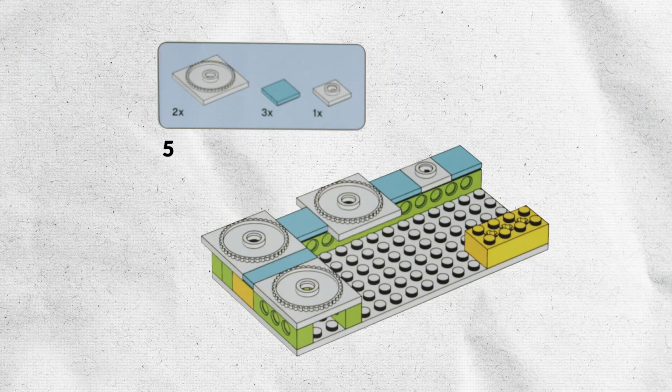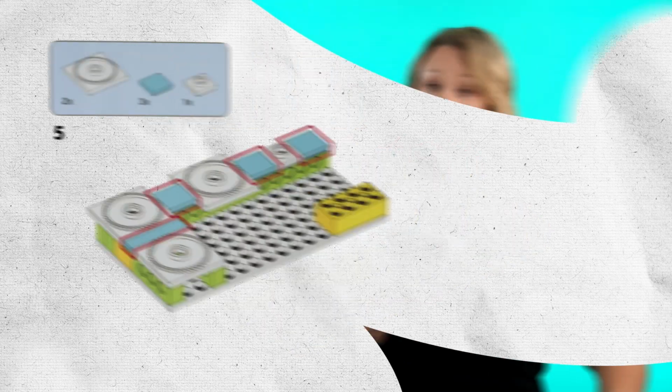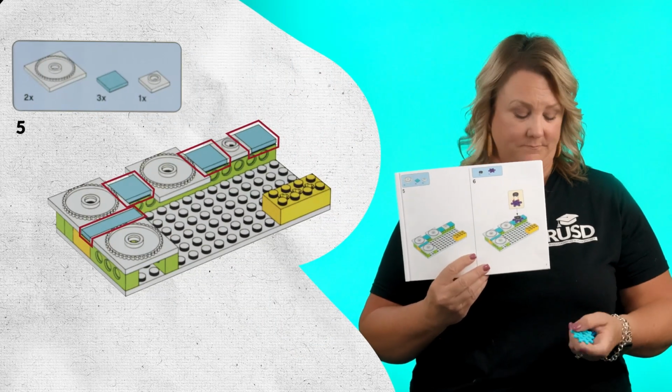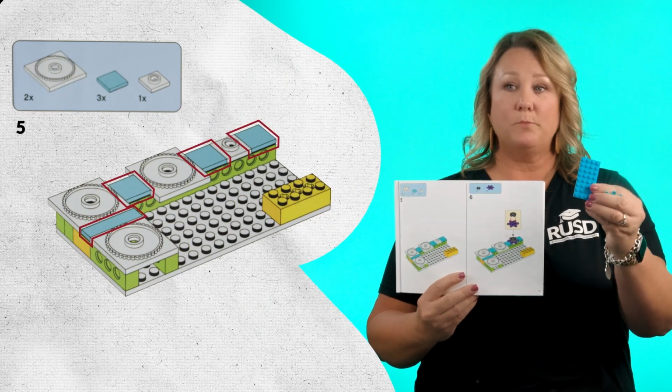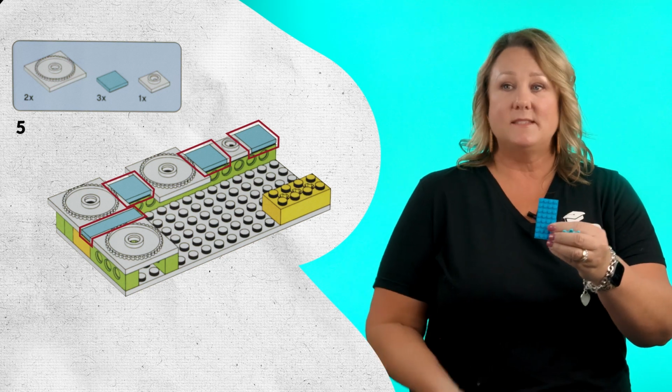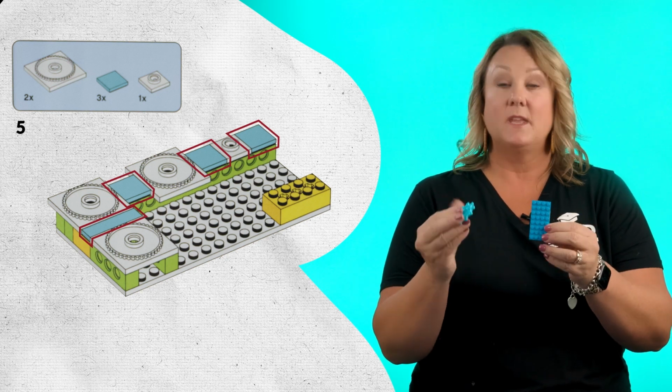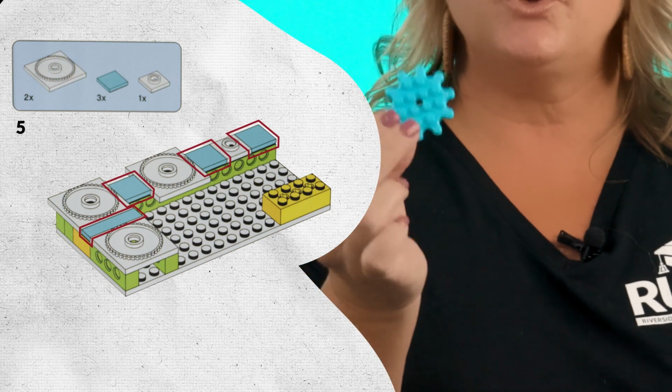Something else that I need to point out before I release you to work on your own: if you notice that there are blue squares here, an observation I would like for you to make is that there are actually 2 different types of blues included in the kit. We have this royal blue color. We also have a turquoise color. You are going to be using turquoise pieces.